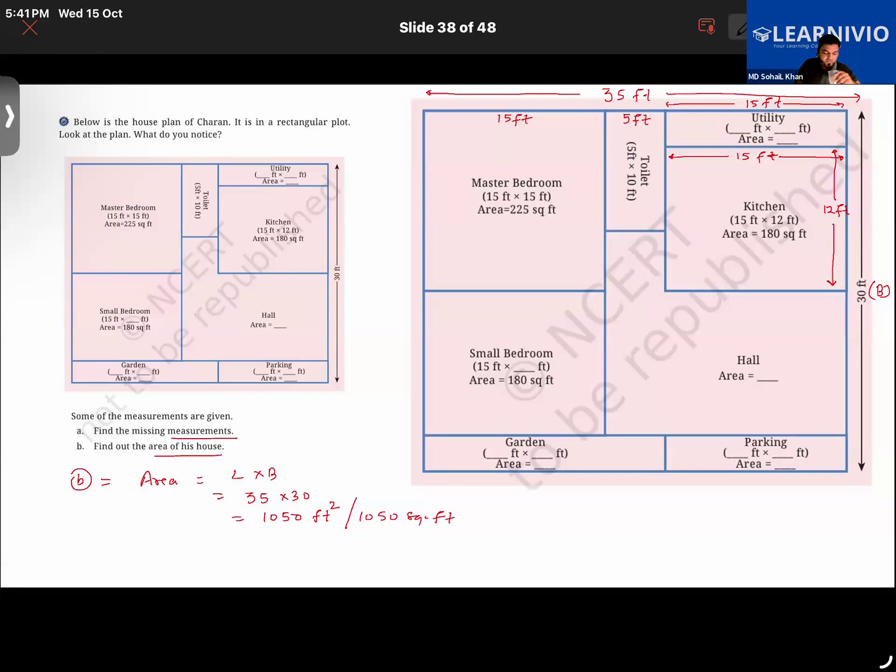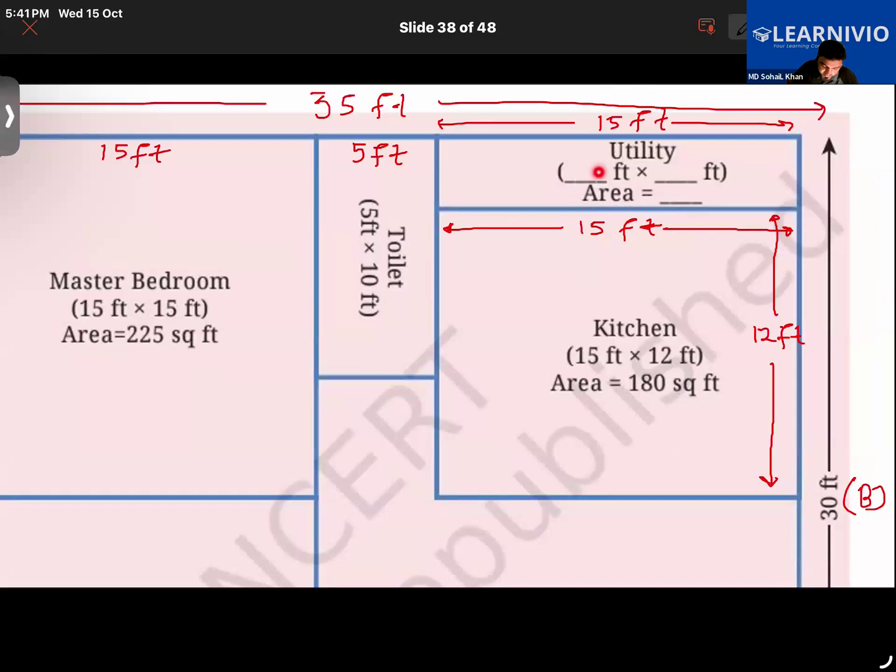Okay. Look at the utility room. We need to find the length and the breadth. Isn't the length already given here? 15 feet, right? This is given here for the kitchen. The length is 15 feet, so the length of the room will also be the same. So the length is 15 feet.